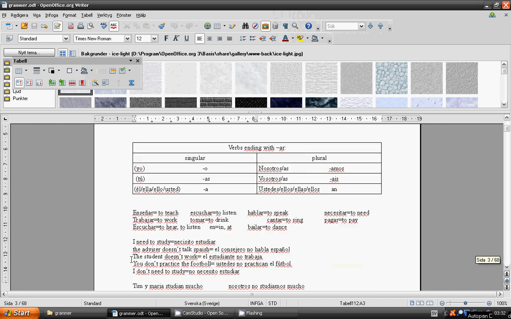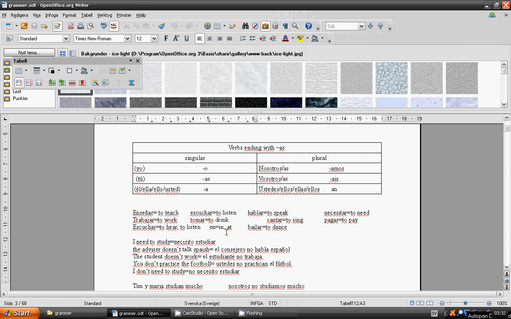Example: to teach, enseñar. To listen, escuchar. To speak, hablar. To need, necesitar. To work, trabajar. To drink, tomar. To sing, cantar. To pay, pagar. To hear, to listen, escuchar. To dance, bailar. Prepositions in and at is en.